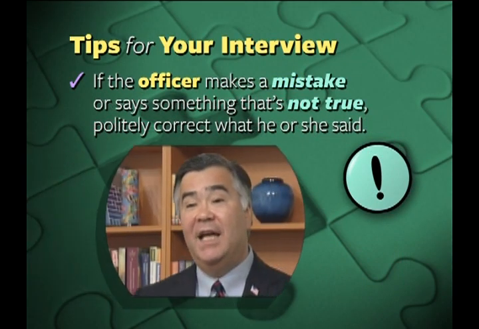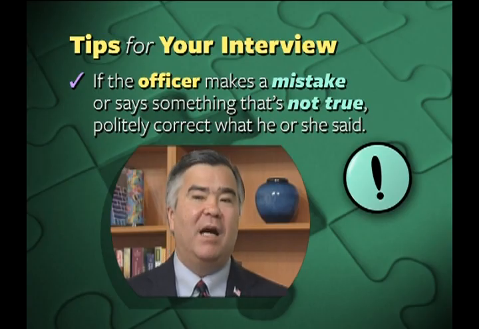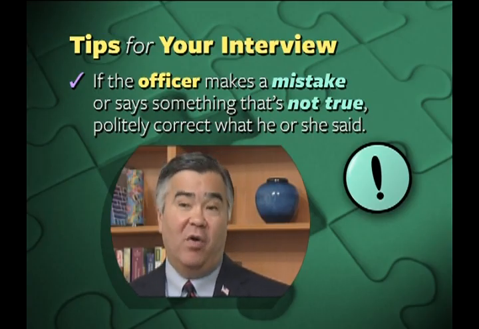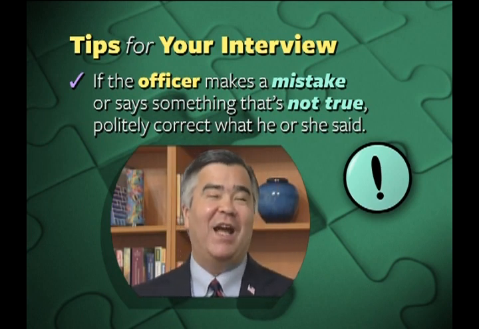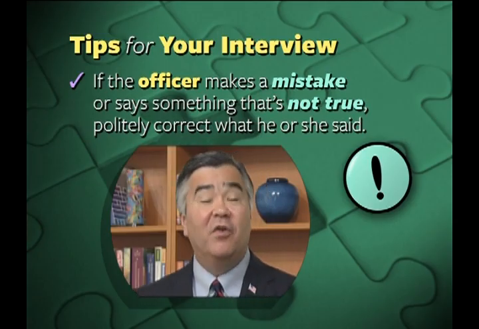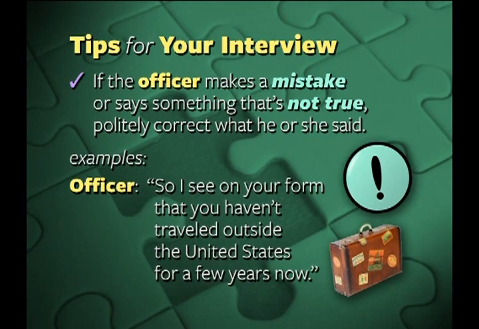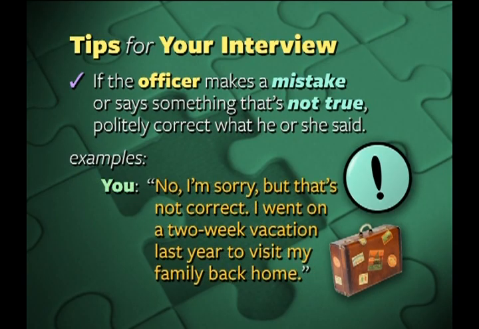Sometimes a USCIS officer might make a mistake about some of the information on your application form. If the officer says something that's not true, you should politely correct what he or she said. For example, the officer might say, "So I see on your form that you haven't traveled outside the United States for a few years now." But suppose you did travel outside the country last year. You would have to correct the officer by saying something like, "No, I'm sorry, that's not correct. I went on a 2-week vacation last year to visit my family back home."